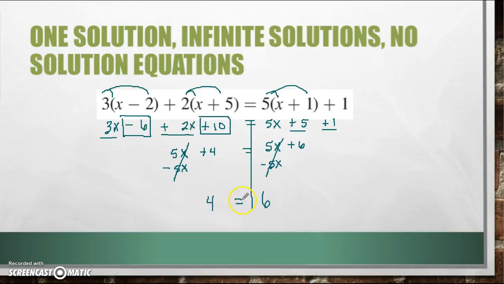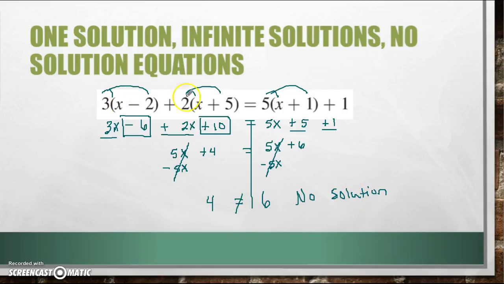This is not a true statement. These do not actually equal each other. 4 does not ever equal 6. So this is an example of no solution. It doesn't matter what x is, you'll end up with no possible correct answer. So as you're working these out, if your variables subtract off and you end up with a statement that is not true, then it is no solution. In this case, 4 does not ever equal 6, so it's no solution.